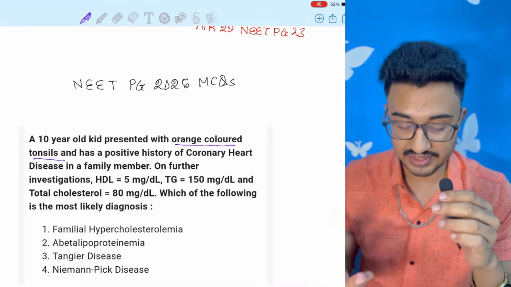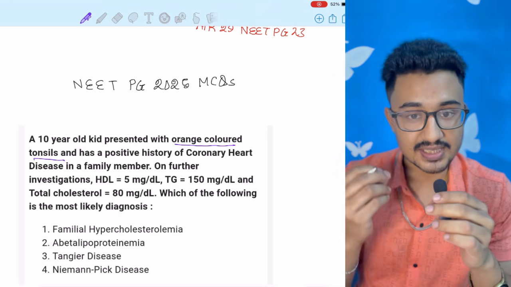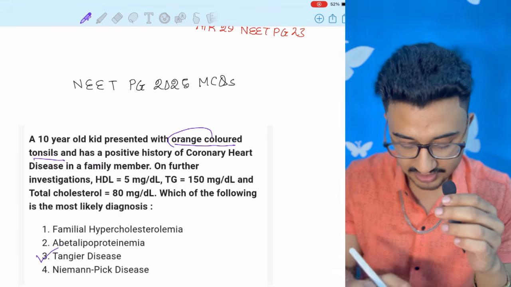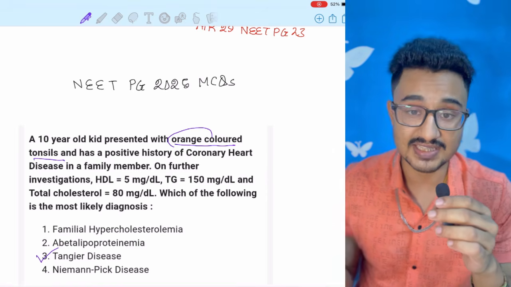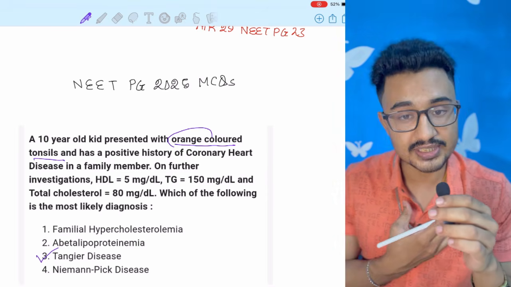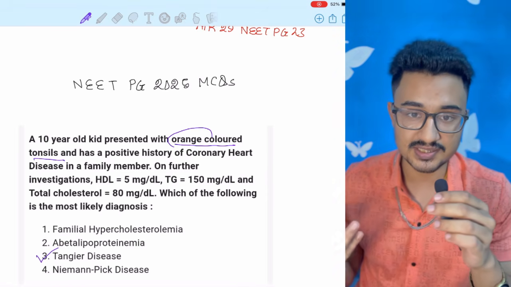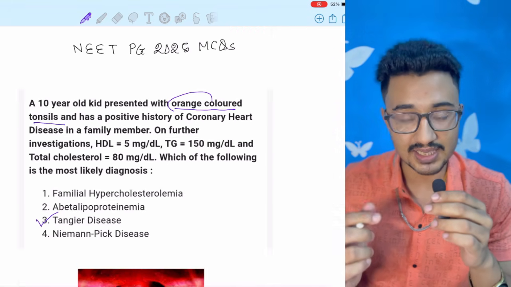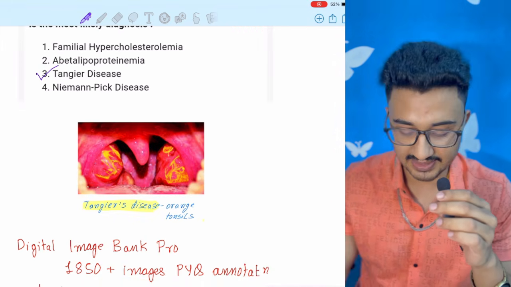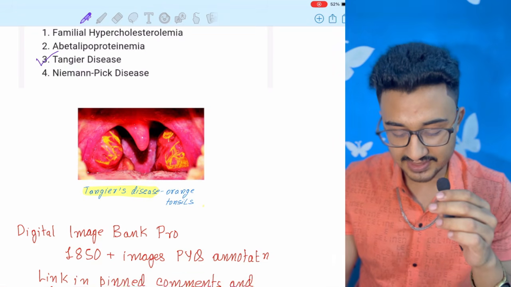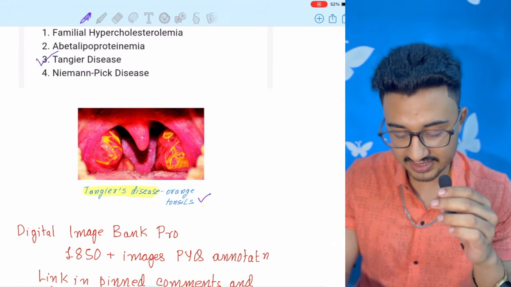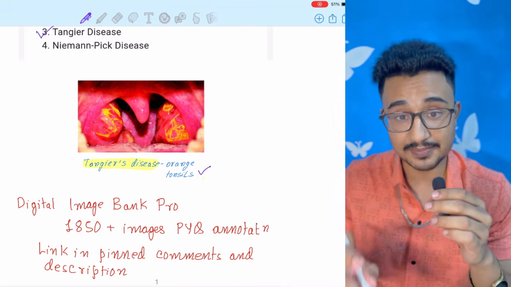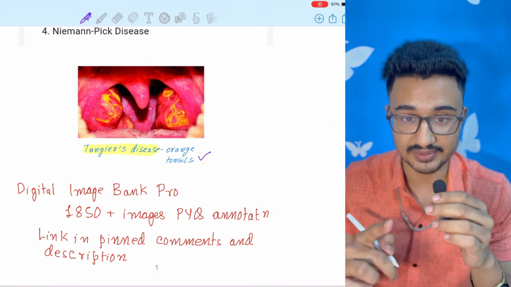But from the question stem, the keyword that faculties teach is orange tonsil. So this is a case of Tangier disease. Without knowing everything about Tangier disease, I knew that Tangier disease has orange colored tonsil, and that's why I could mark the correct answer. And this is also present in my image bank, and I have mentioned the keyword orange tonsil, and it is highlighted. That means it is a previous year question.